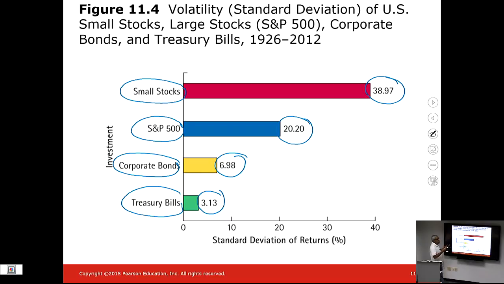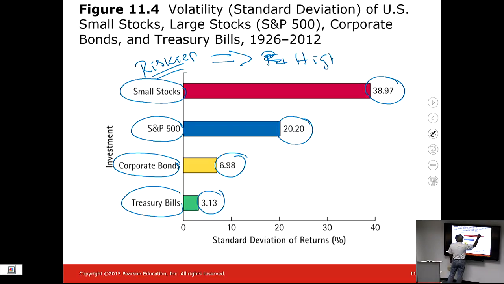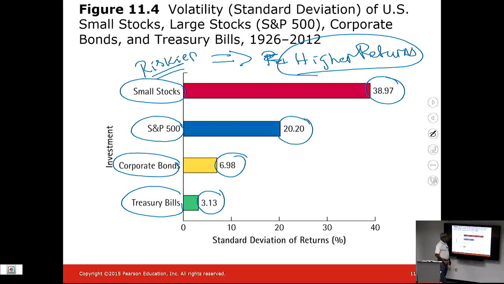And this should make intuitive sense. If a particular investment is riskier, then what is the only way investors would invest in this riskier venture? If it provides higher returns or higher rewards. That's the only way investors would invest in riskier stocks.